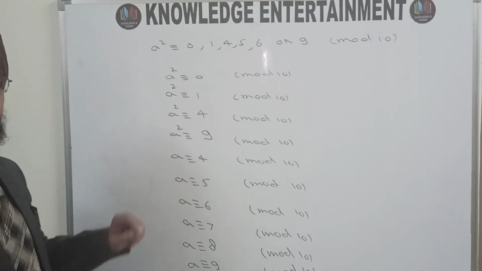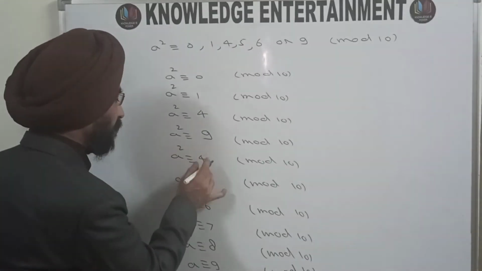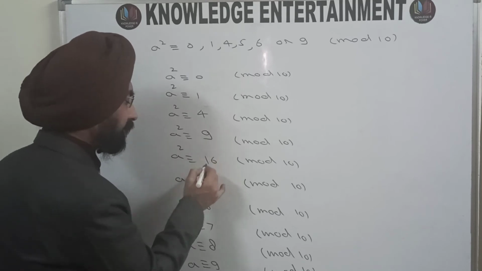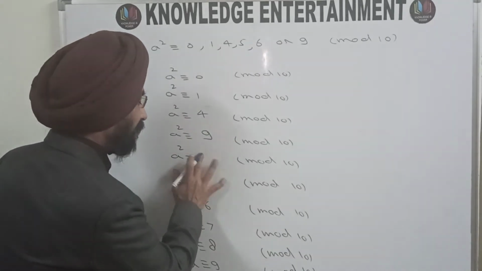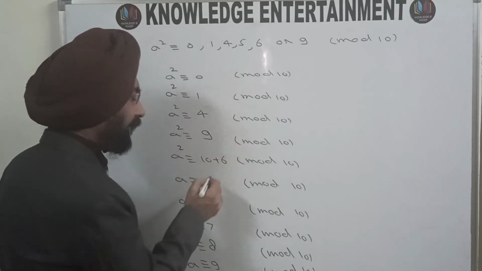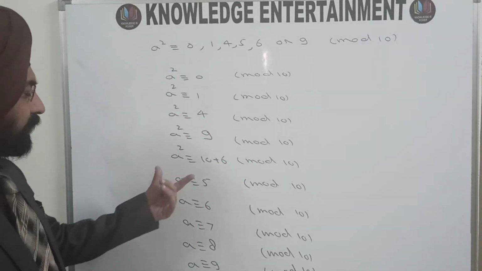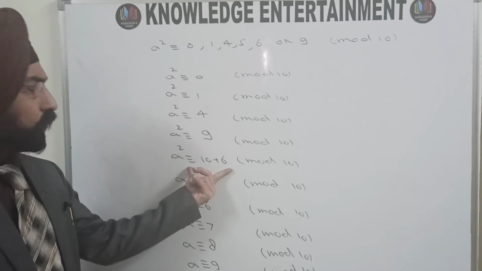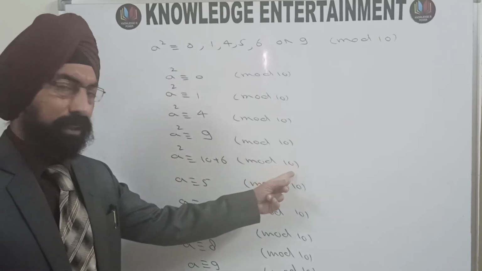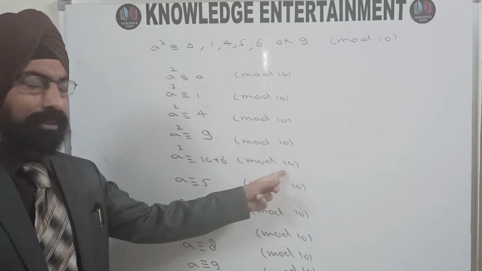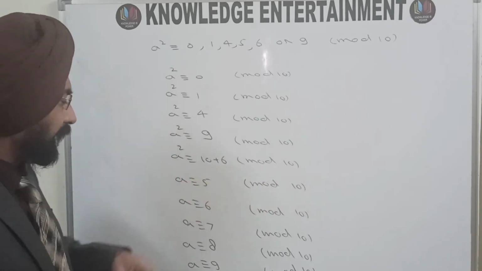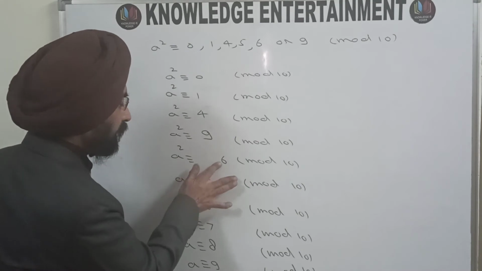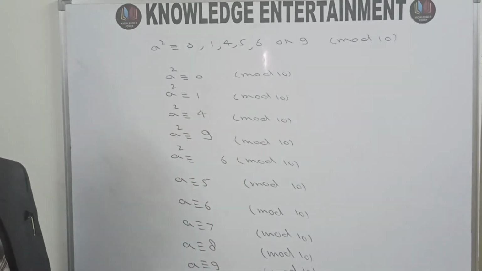If a is congruent to 4, squaring both sides, your a square is congruent to 16. But 16 can be written as 10 plus 6. And I have told you if in a congruence equation you have a number which is divisible by the modulo number m, then it can be removed. So here 10 is a multiple of 10, so this 10 can be removed. You will be left with a square is congruent to 6 modulo 10 in this case.